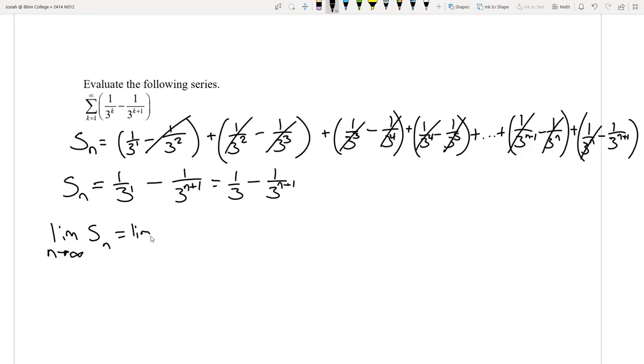So we'll take the limit as n tends to infinity of 1/3 minus 1 over 3 to the n plus 1. As n goes to infinity, this guy gets to a huge number in the denominator, so the fraction itself goes to 0. And so we just get 1/3. And so the telescoping series will converge to 1/3 because we were able to find S sub n.